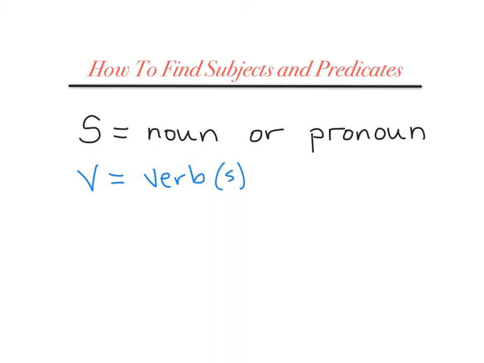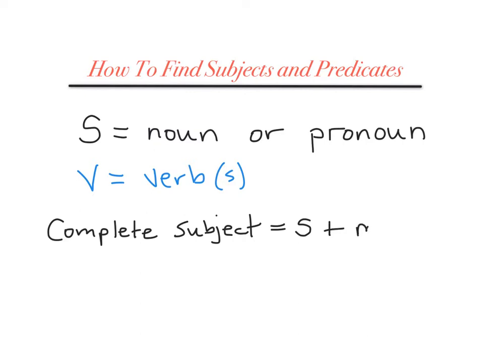Complete subject confuses some of you. The complete subject is at least the simple subject, meaning it includes the simple subject, but it might have some other stuff in there too. The complete subject is the simple subject plus any modifiers it might have. You're going to see some examples of this shortly, but modifiers are just words that tell you more about this word and are separate from it.